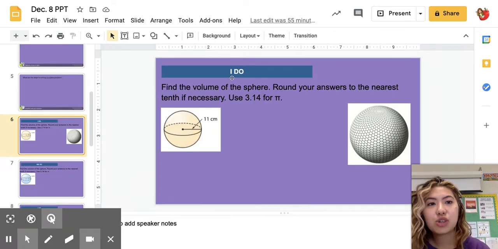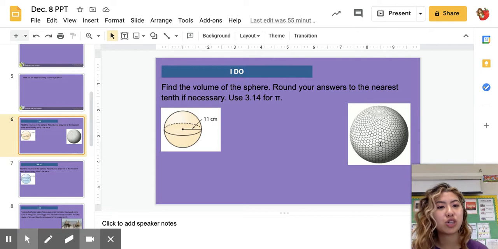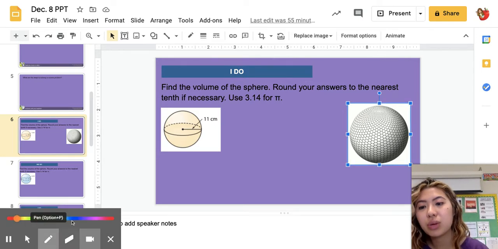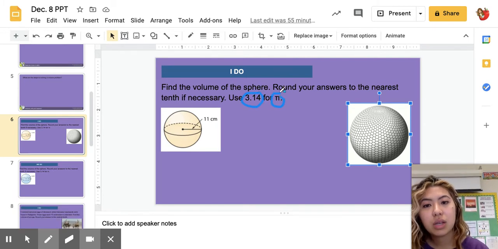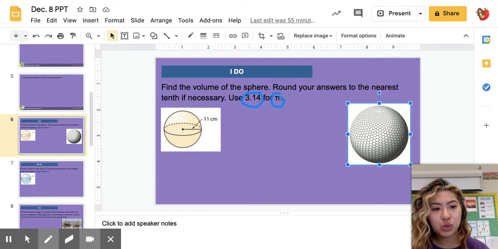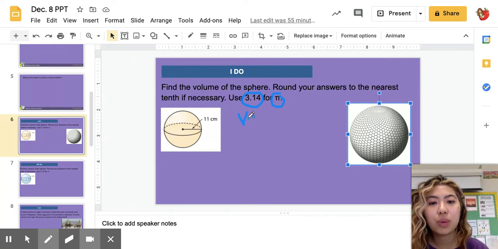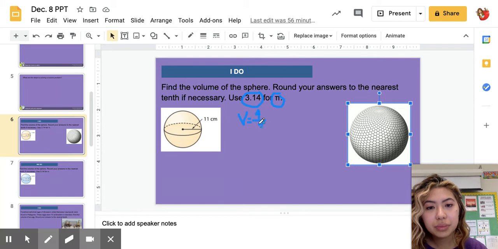So for this first algebra problem, it says we have to find the volume of the sphere, this one right here in this diagram. This diagram just shows the 3-dimensional nature of spheres. Round your answers to the nearest tenth if necessary, and we have to use 3.14 for pi. So the first thing that I'm going to do, that I have been doing for all the volume problems, is writing out the volume formula. In this case, the volume of a sphere is V is equal to 4/3 pi radius cubed.